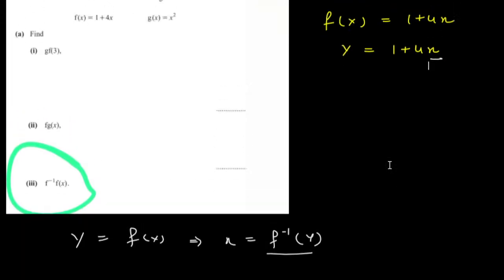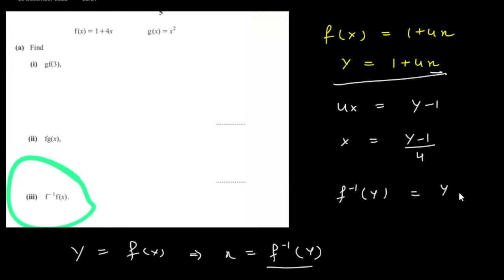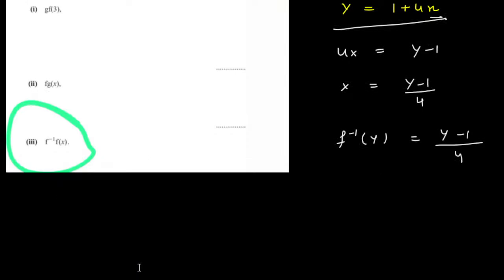Okay, so now y is equal to 1 plus 4x. So 4x is y minus 1, and x is y minus 1 divided by 4. Therefore this x, which is f inverse of y, we got as y minus 1 divided by 4. Now in our problem we have to find f inverse of f(x).